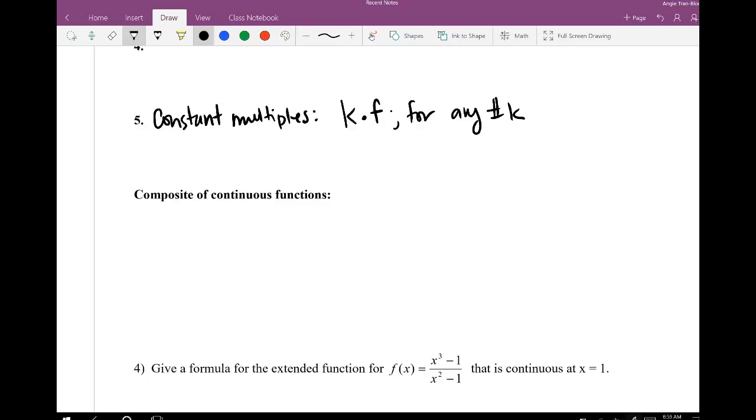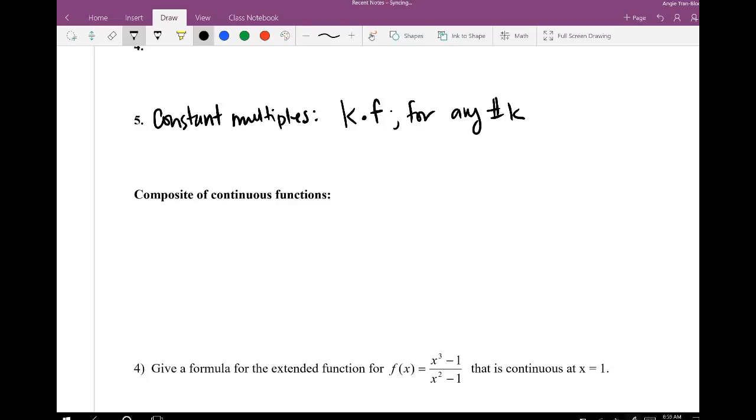It hurts so bad. So when you multiply any number to the f function, which was, remember, as we defined earlier, continuous at an x value c, it's still going to be continuous at x equals c.